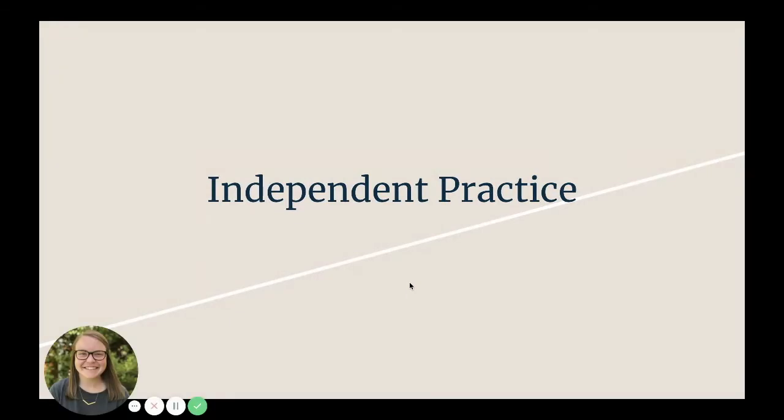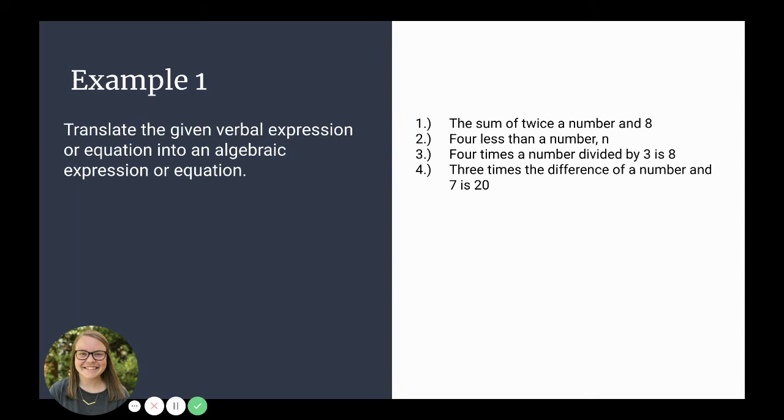All right, let's move on to some independent practice. Example 1 asks you to translate the given verbal expression or equation into an algebraic expression or equation. Now remember, the difference between an expression and equation is that an equation has an equal sign. Typically, when we are translating equations, there is the word is to show that something is equal to something else.